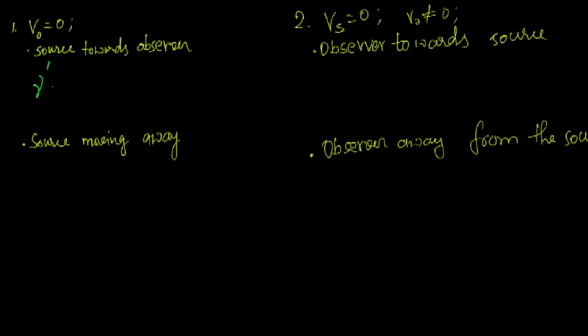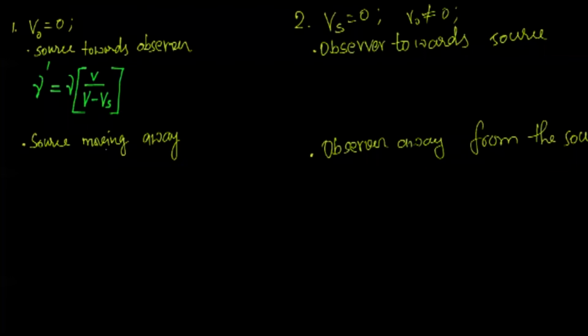When source is moving towards the observer, the apparent frequency will be larger than the true frequency of the source. So the numerator must be larger than the denominator. So nu prime equals nu into V divided by (V minus Vs), where Vs is the speed of the source with which it is moving towards the observer, and the observer is stationary.